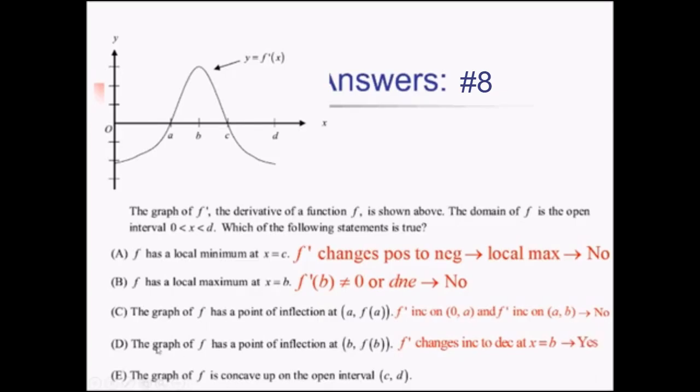No harm in that. Graph of f is concave up on the interval c to d. So here's c to d. Now we notice here that f prime is decreasing, which would indicate that we are concave down on that interval, since f double prime would be negative. So that's also a no. So then definitely we can pick choice D with confidence.